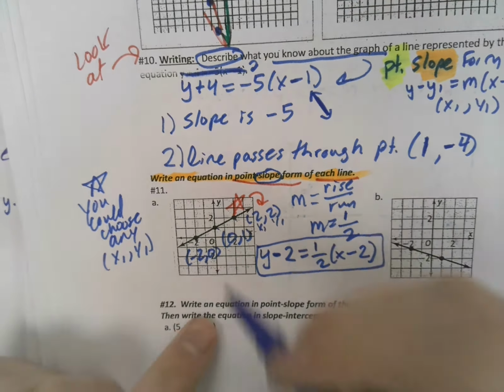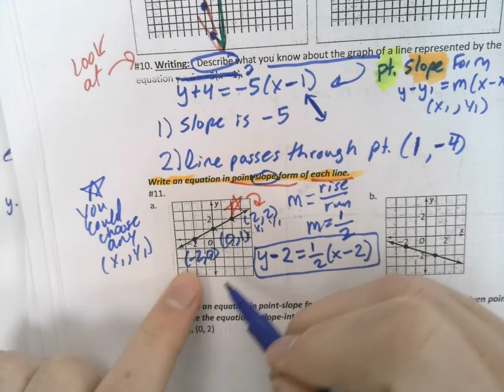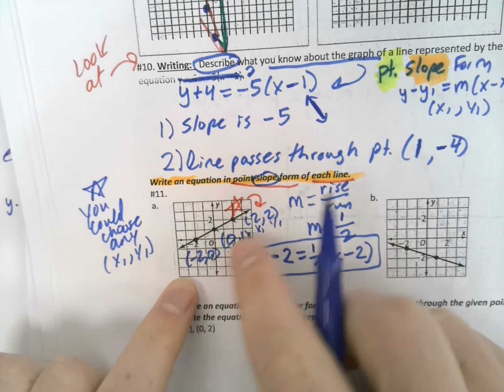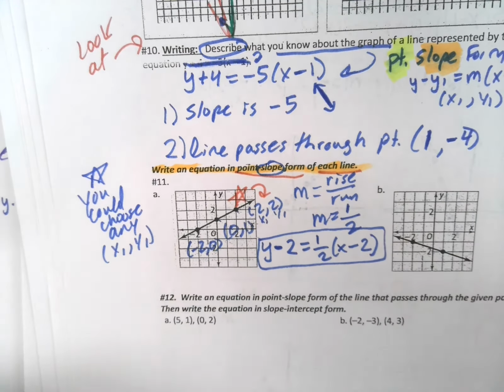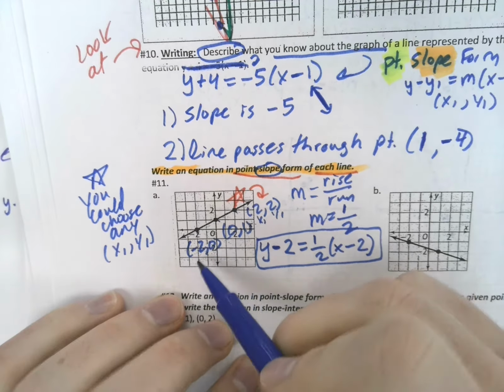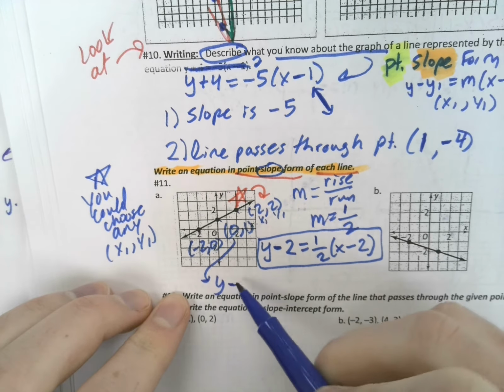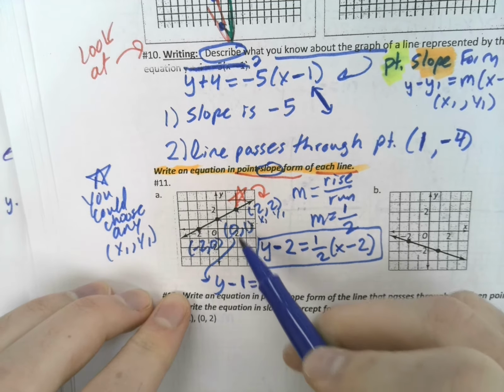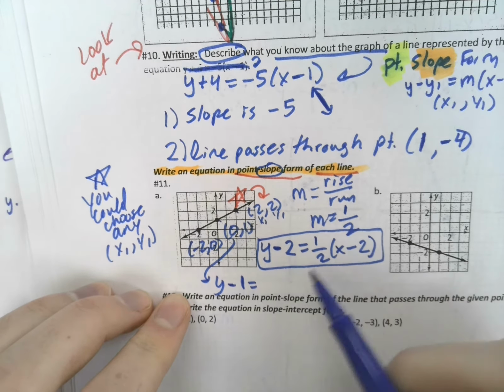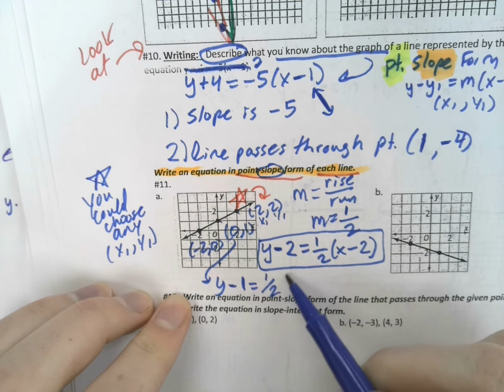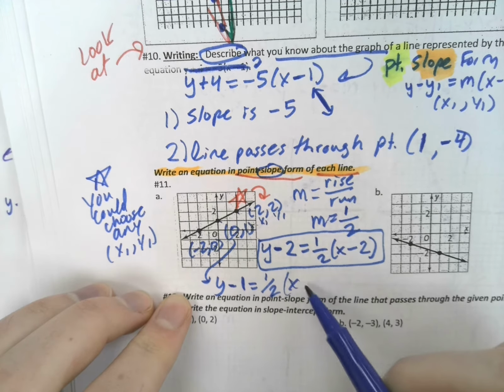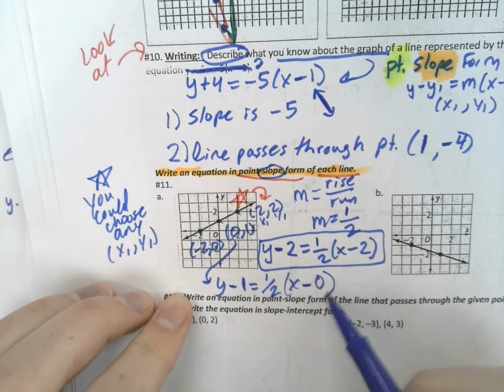But guess what? We could have chosen either of those. So you could have gone with this and had an equation that looked different, but is still correct. Like, for example, we could have gone y minus 1 equals, slope still the same, 1/2 x minus 0.